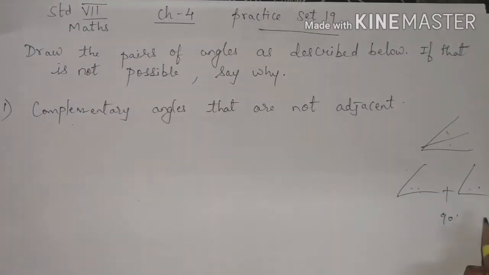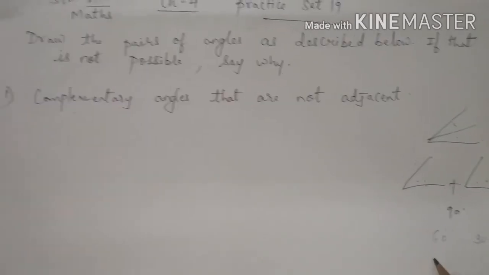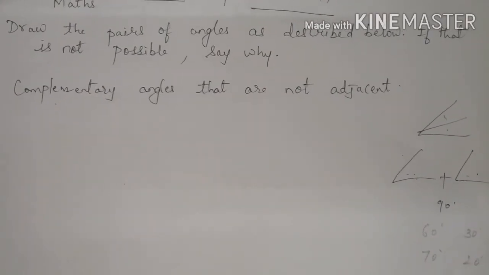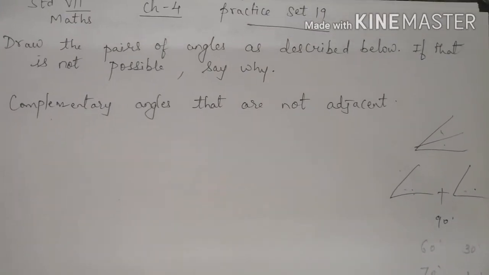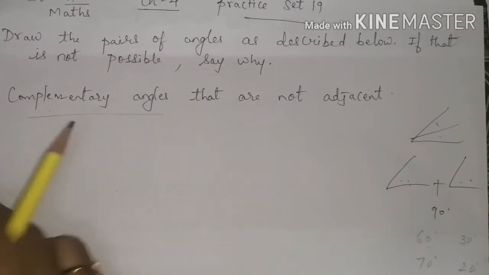So a total of 90 degrees means you can draw 60 or 30, you can also take 70 or 20, or 45 or 45. Any two angles whose total is 90 degrees means they are complementary. So we can draw any.